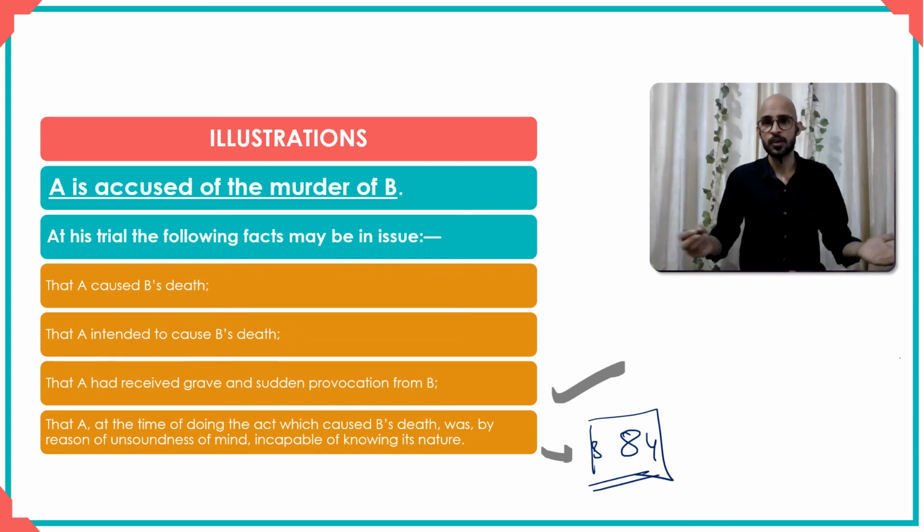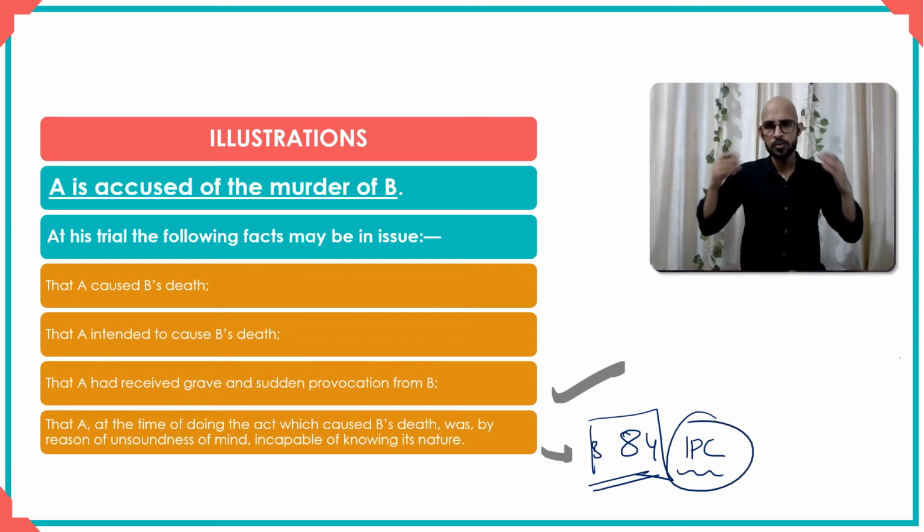When a person is of unsound mind, the Indian Penal Code, the general exception, section 84, says that a person who is of unsound mind, what he does is not an offense. So nothing is an offense if done by a person who at the time of doing it is of unsound mind. So this determines the non-existence of his liability, and hence it is a fact in issue.